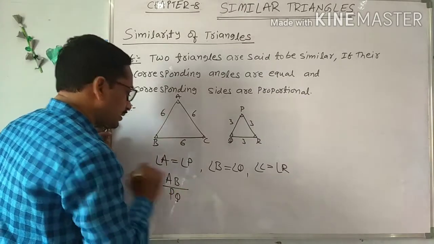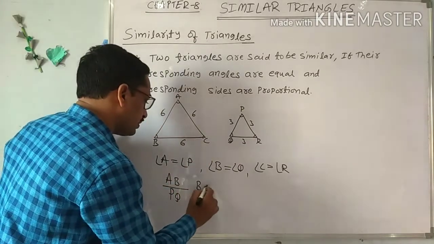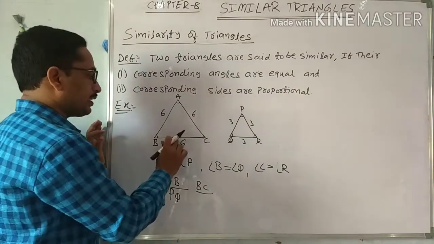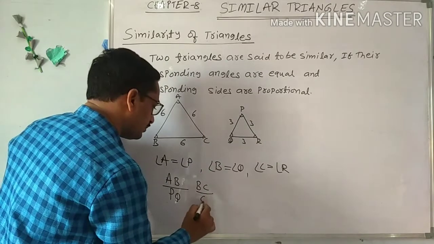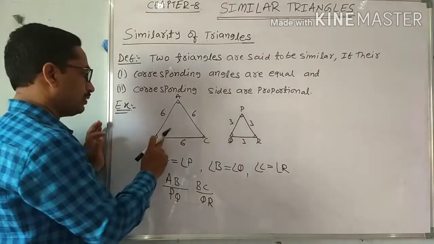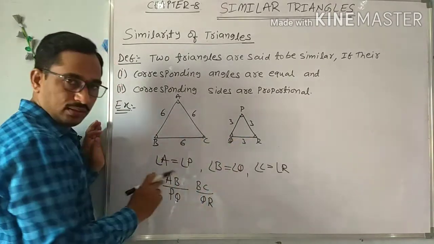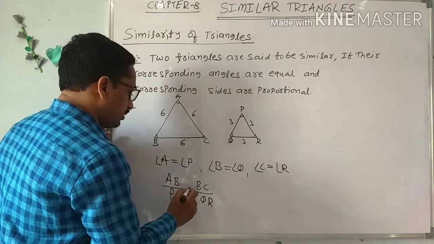Now check again whether the next one is equal. The second side is BC and its corresponding side is QR. Check whether it is equal to 2 or not. BC length 6, QR length 3, 6 by 3 is also 2. So these two are equal.